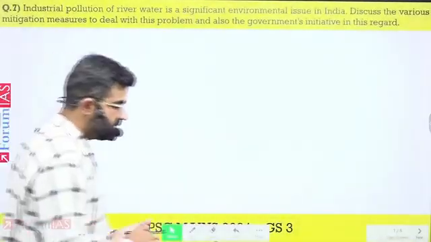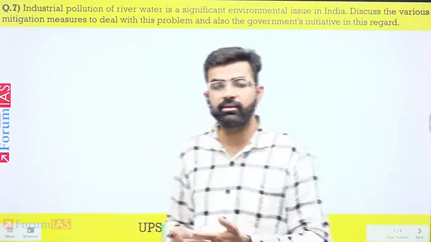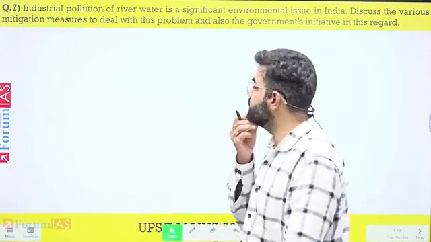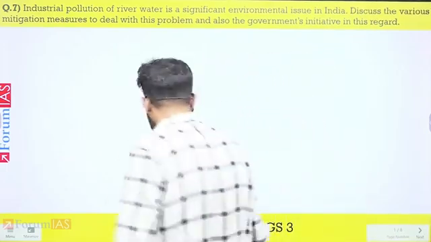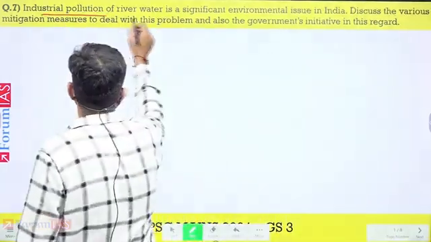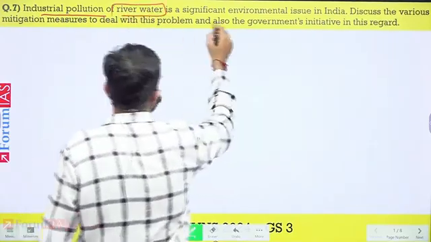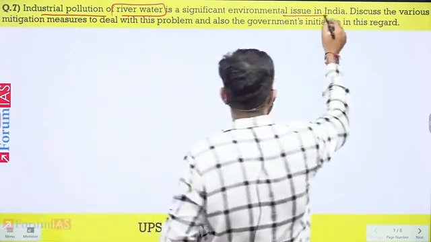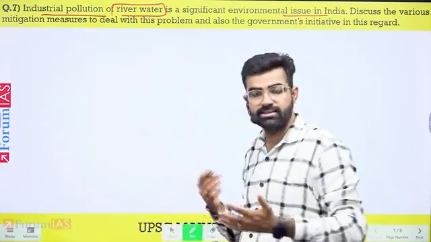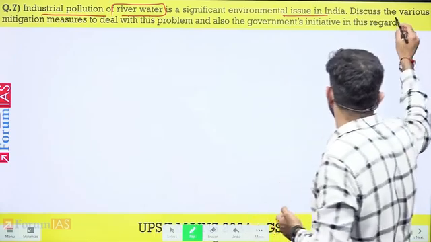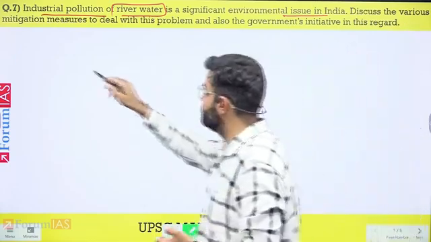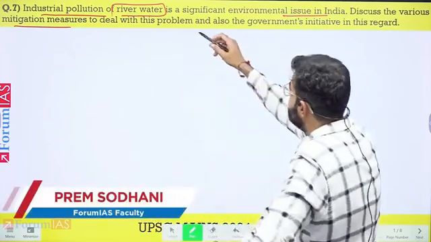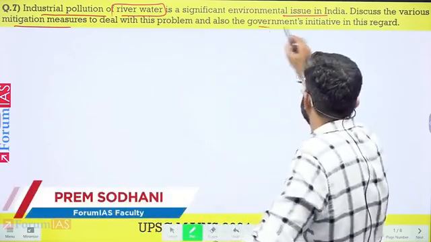So these are the questions which are specifically from the environment and disaster management. Question number 7 says: industrial pollution of river water. This is about industrial pollution of river waters as a significant environmental issue in India, and you have to give certain examples to prove how it is a significant concern. The second aspect of the question is to discuss the various mitigation measures to deal with this problem, and the government's initiative.